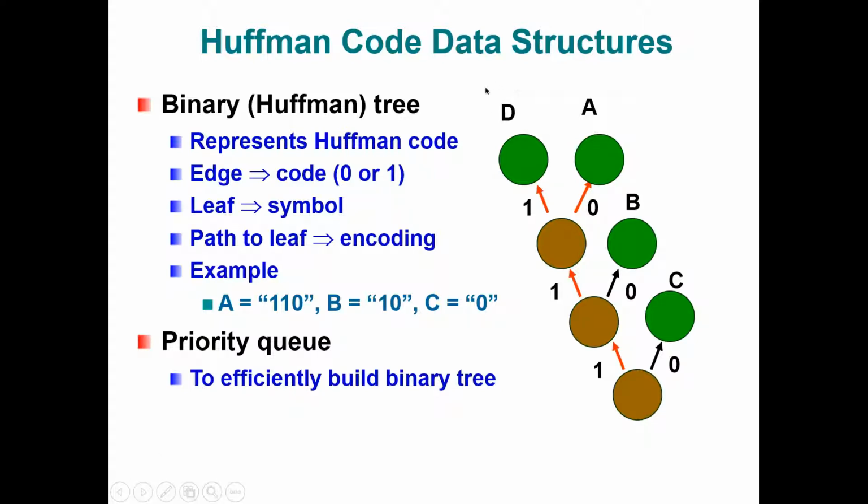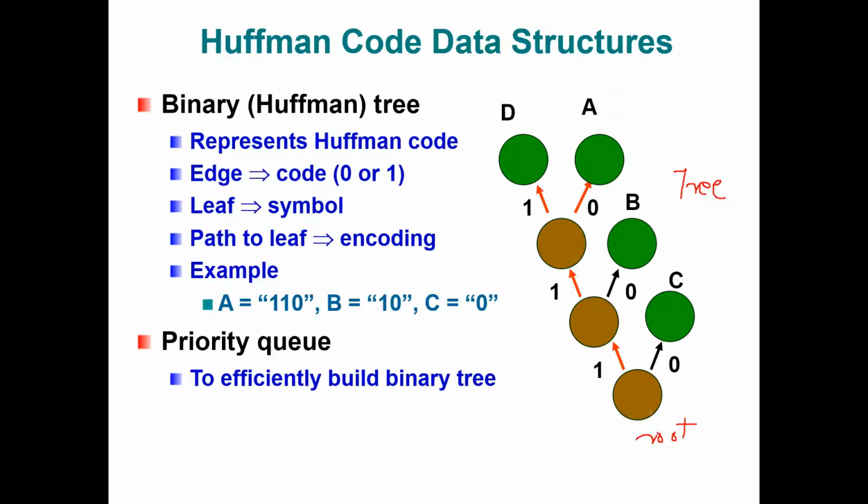So Huffman codes are stored in trees which are called Huffman trees, and each leaf of the tree represents a character. As you can see, this is a tree and this is the root node of the tree. So the path of traversing the tree gives us the code for the symbol.